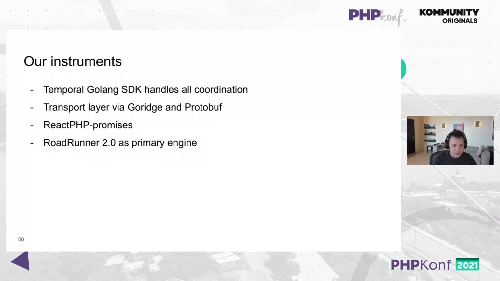So what did we have on our hands to make this integration work? Number one, we had the Temporal Golang SDK, which handles pretty much all of the coordination work, and it's been beautiful for us because we saved a few years of engineering. The Temporal team specifically opened an internal API for us, which allowed us to hook into the engine at a much deeper layer. We built a transport layer to communicate between the processes and workers using the Goridge protocol and protobuf. We used ReactPHP promises to build an async PHP-based way to write workflow definitions. All of the workflows are async. And we use RoadRunner version 2 as the primary engine to supervise all of that and glue it all together.